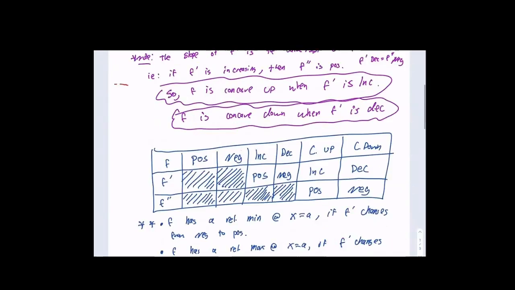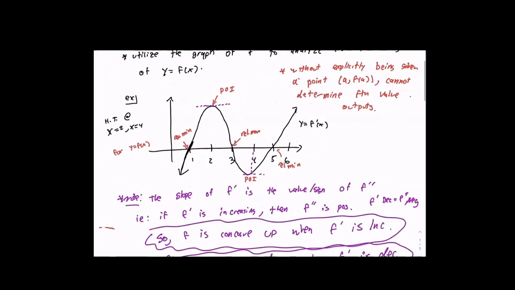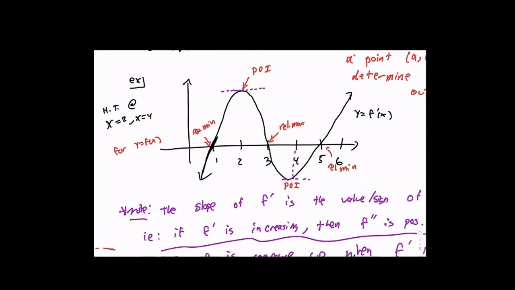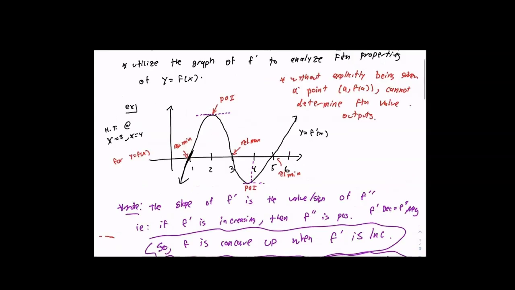Just like the example I gave over here, when the derivative went from above the x-axis, meaning the derivative was positive, to below the x-axis, which means the derivative is negative, we have a relative max for y equals f of x.